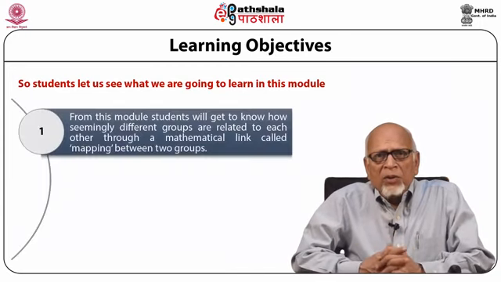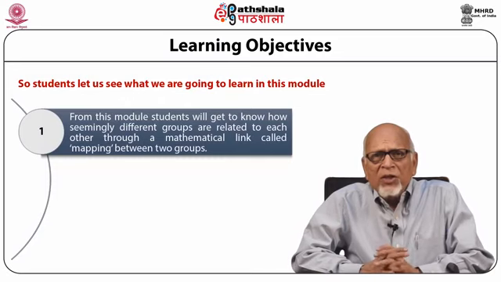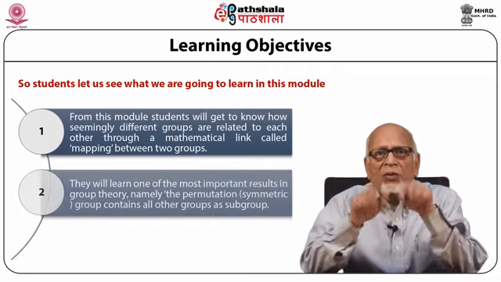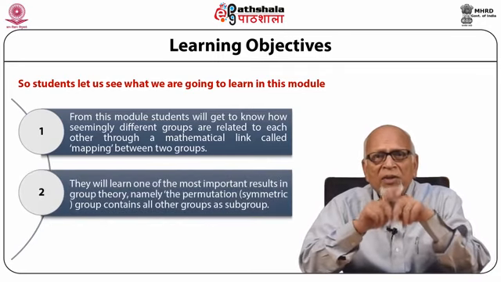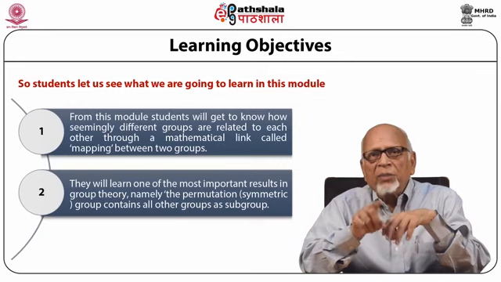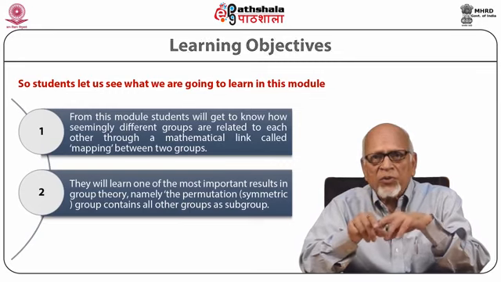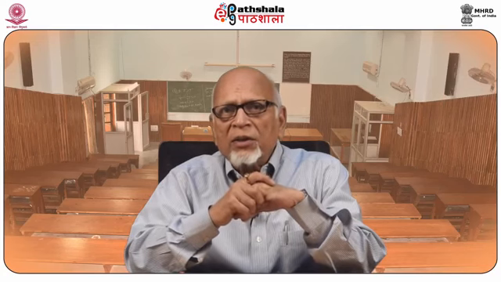In this module, you will get to know how seemingly different groups are related to each other through a mathematical link which is called the mapping between two groups. You will learn one of the most important results in group theory, namely that the permutation symmetry group contains all the other groups as subgroups. There may be correspondence between the elements of two groups.